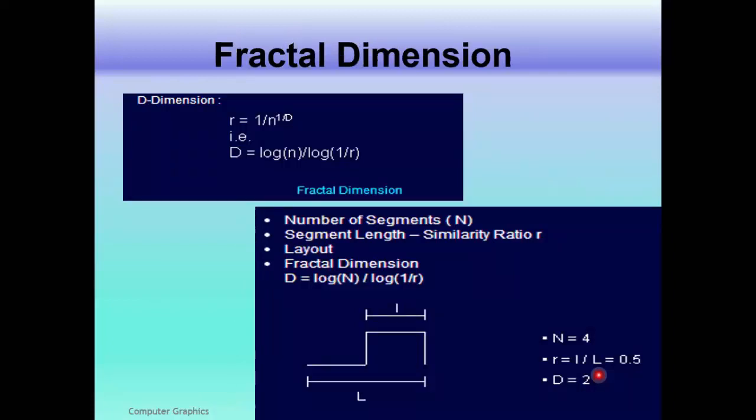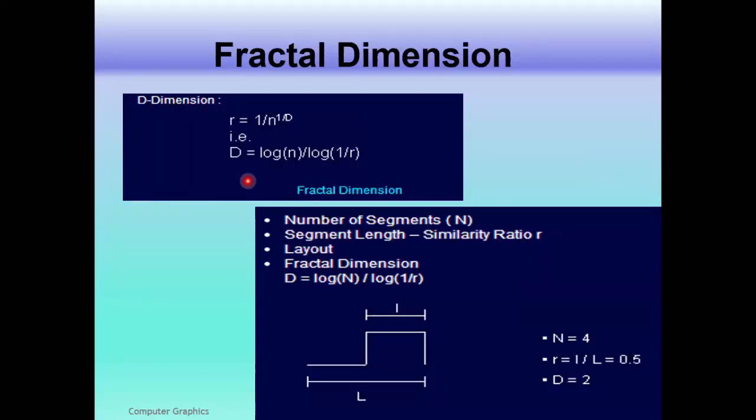r is equal to 1 upon n raised to 1 by d. That is, d is equal to log of n by log of 1 by r. It means if we scale an object, and take the number of scaled objects needed to reconstruct the full size of the original object, then the dimension of the object is given by d is equal to log of n by log of 1 by r, where this d we call the fractal dimension.